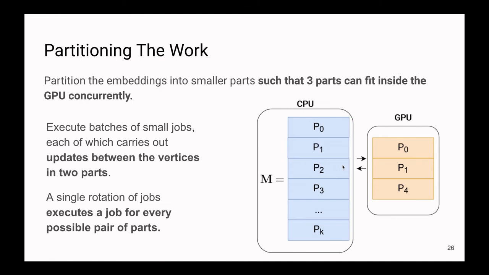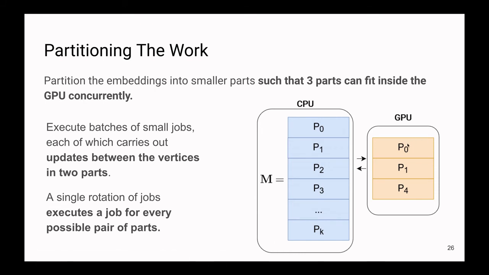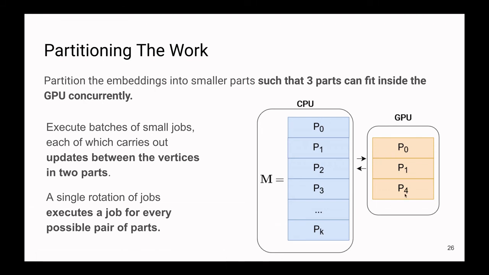We partition the embeddings into smaller parts such that 3 parts can fit inside the GPU concurrently. Then, we execute batches of small jobs, each of which carries out updates between the vertices in 2 parts. So in the figure on the right, we have 3 jobs on the GPU. And at a given point in time, we would update the parts P0 and P1, or P0 and P4, or P1 and P4. For a single rotation to be completed, every possible pair of parts should be executed.